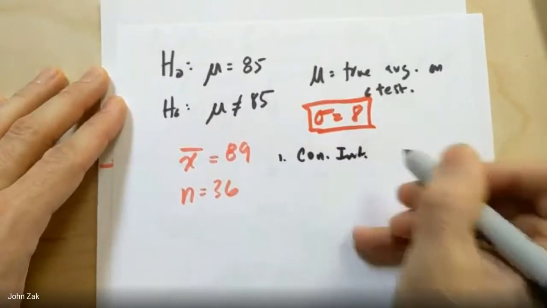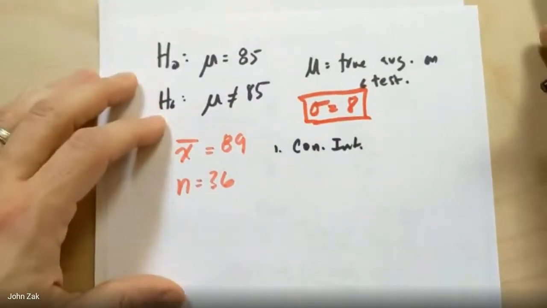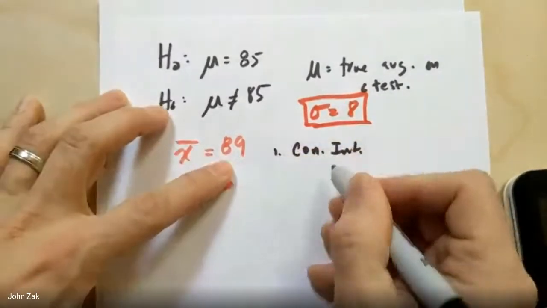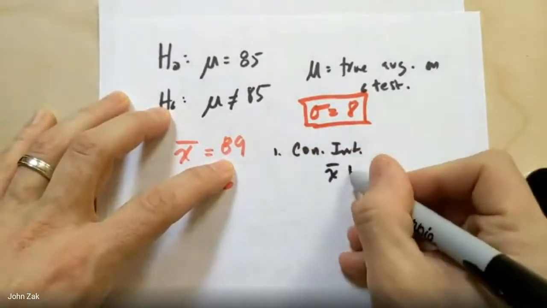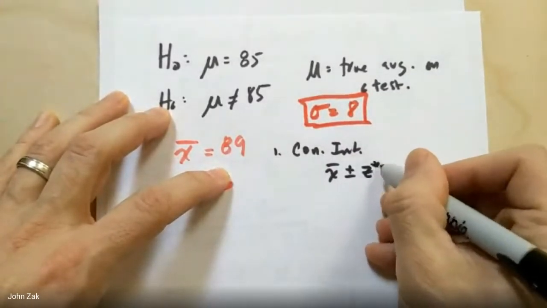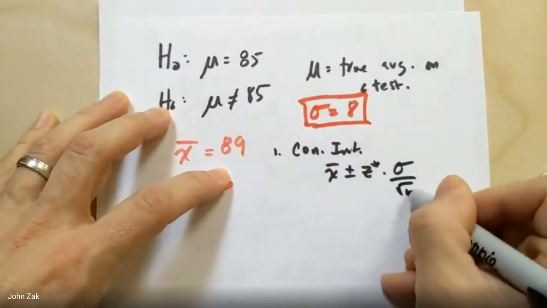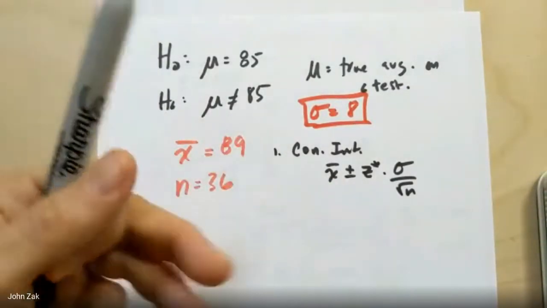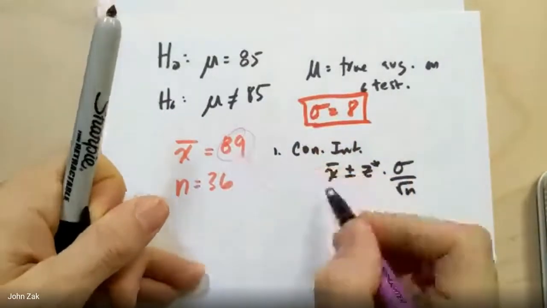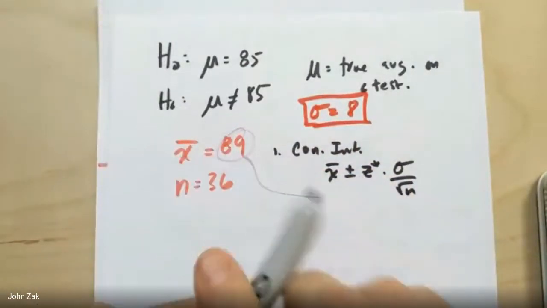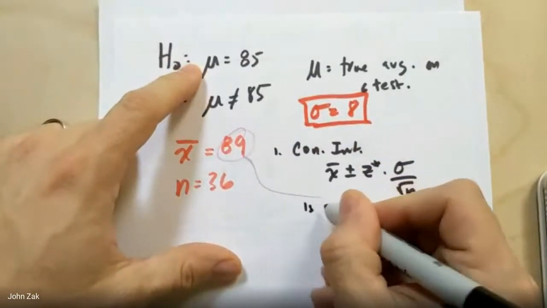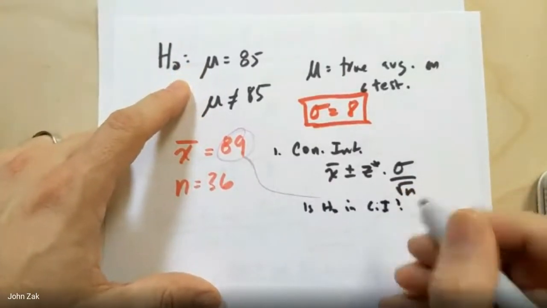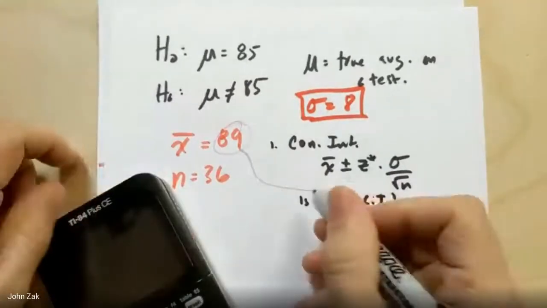And if I was to make a confidence interval, I'd make an interval that's centered at 89. Remember, a confidence interval is a sample mean plus or minus a z-score times the population standard deviation divided by root n. And we'll see if we manage to capture H naught in there. So we could ask ourselves, is H naught in the confidence interval? That would be our question.